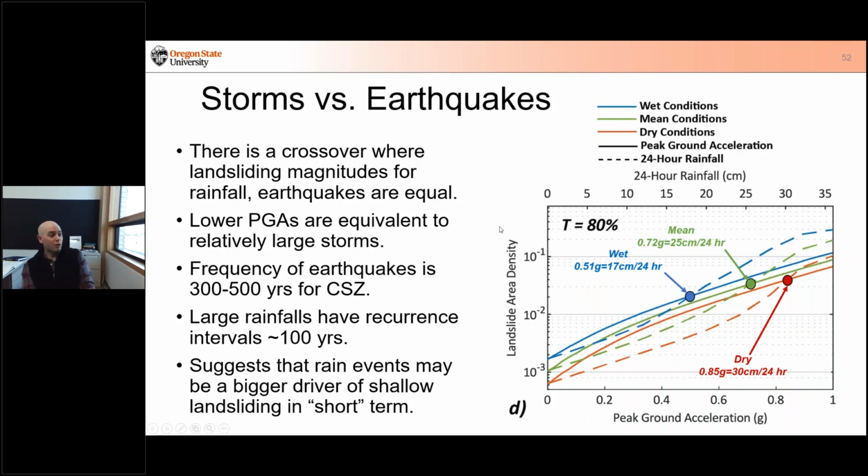And we can look at this for a variety of conditions throughout. Generally, we see lower PGAs are equivalent to relatively large storms. And we know that the frequency of subduction zone rupture off of our coast here is about 300 to 500 years. That's the recurrence interval. Large rainfall events, larger than the magnitudes you see here, have a recurrence interval of about 100 years. And one might infer, but not know, but infer, that rain events might be a stronger control on shallow landsliding, at least in the long term. I mean, practically geologic time. And that actually corroborates some studies that have shown that indeed, rainfall might be a bigger driver of landsliding in the Oregon Coast Range.